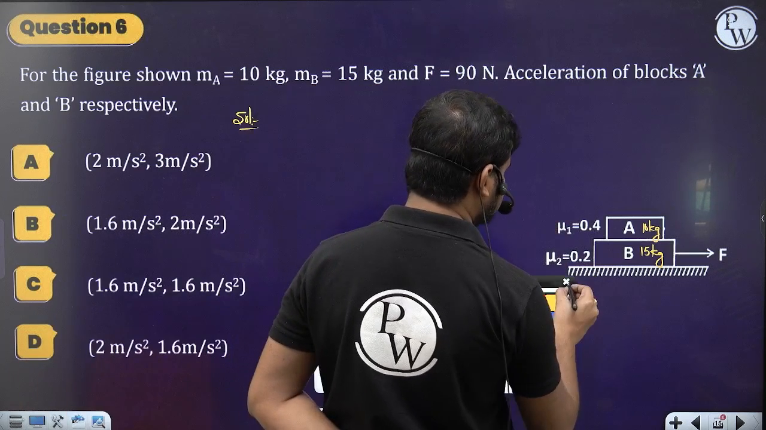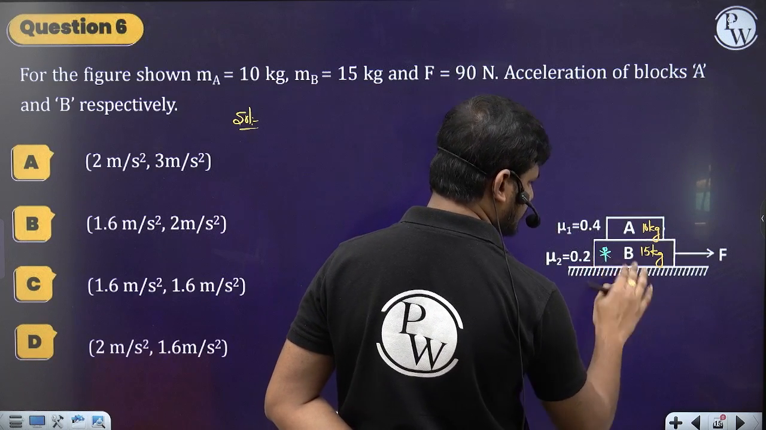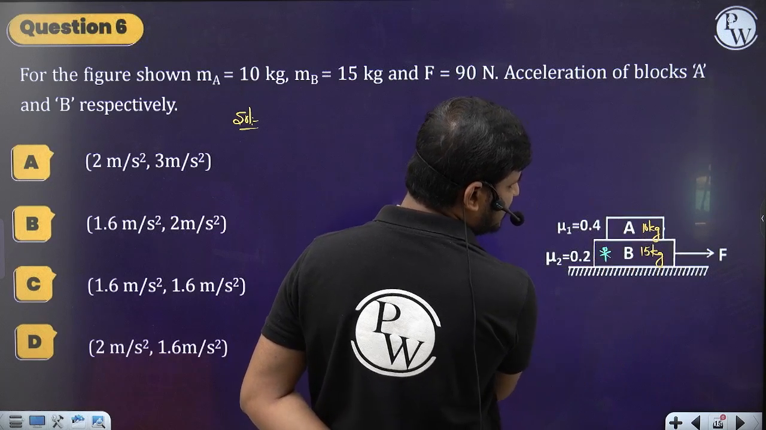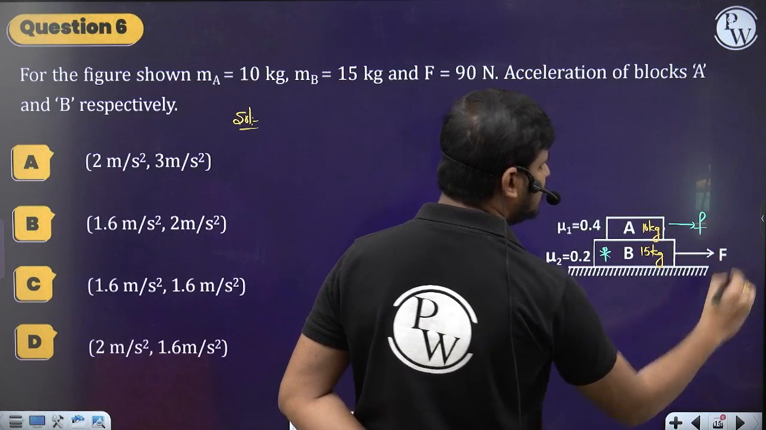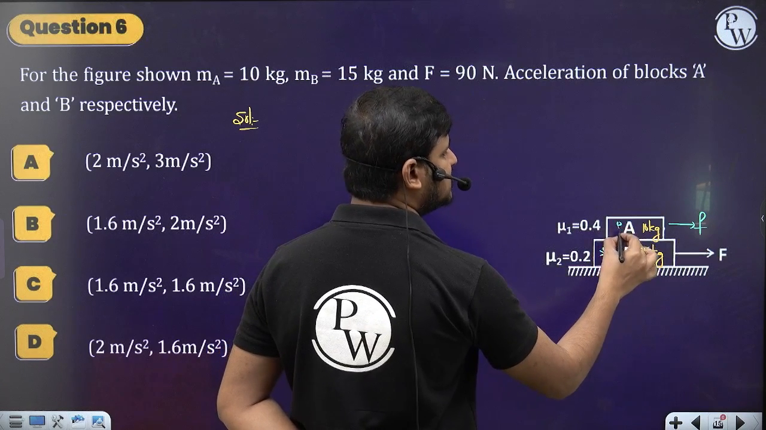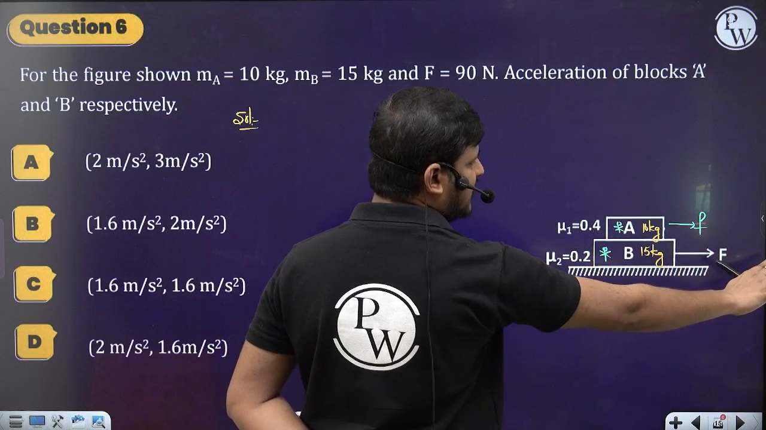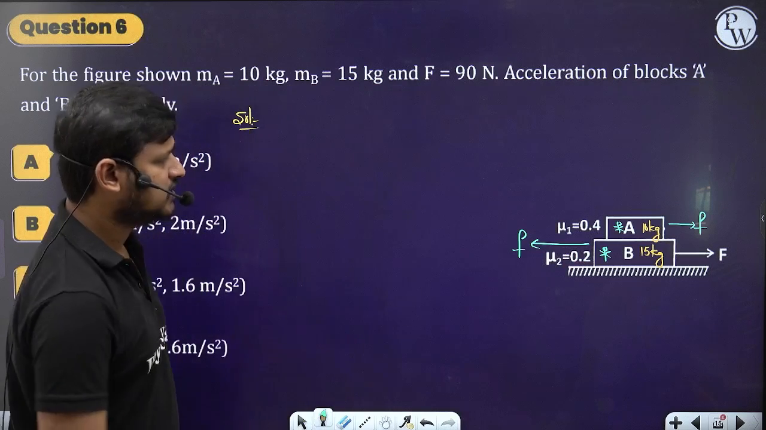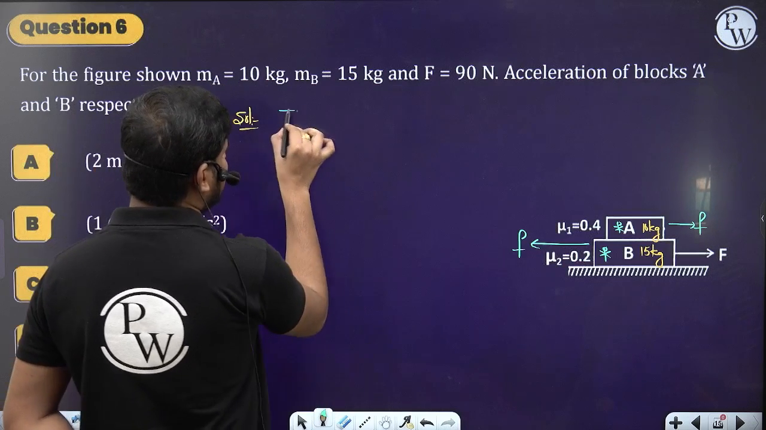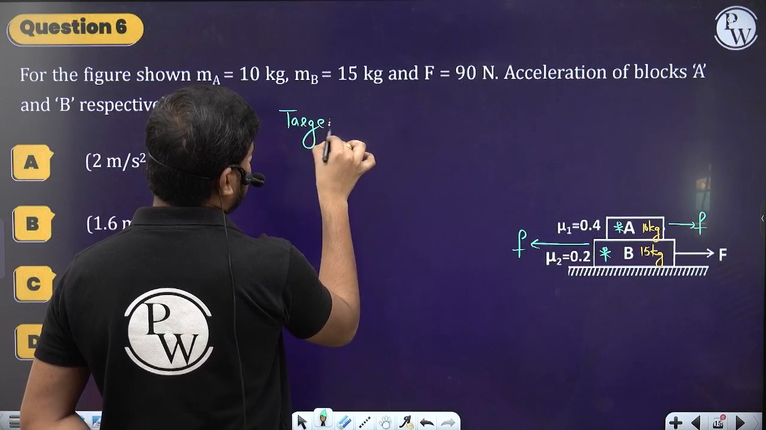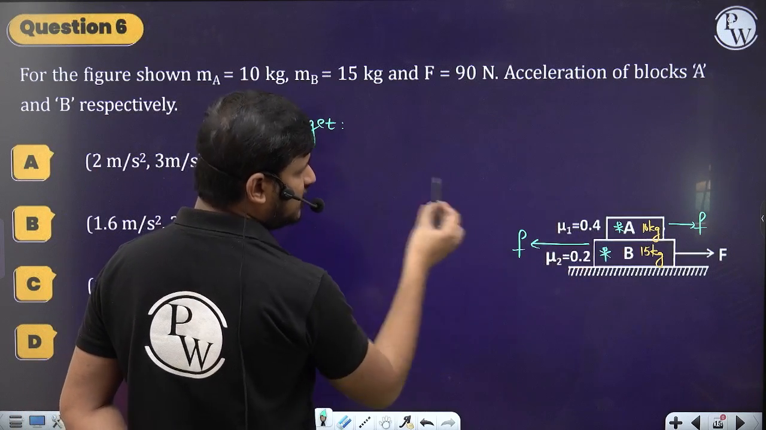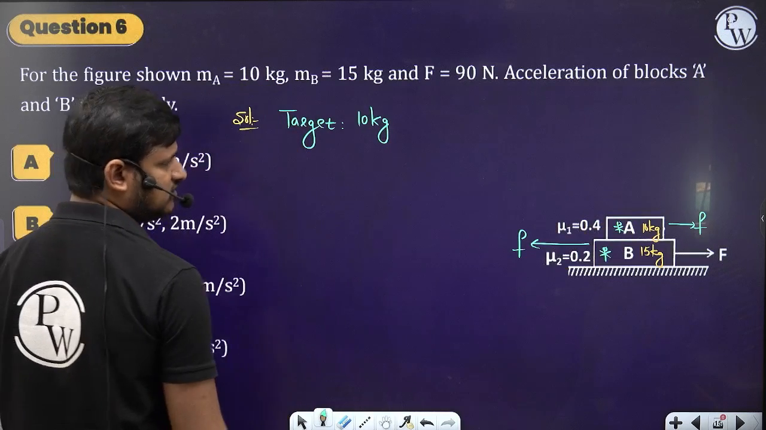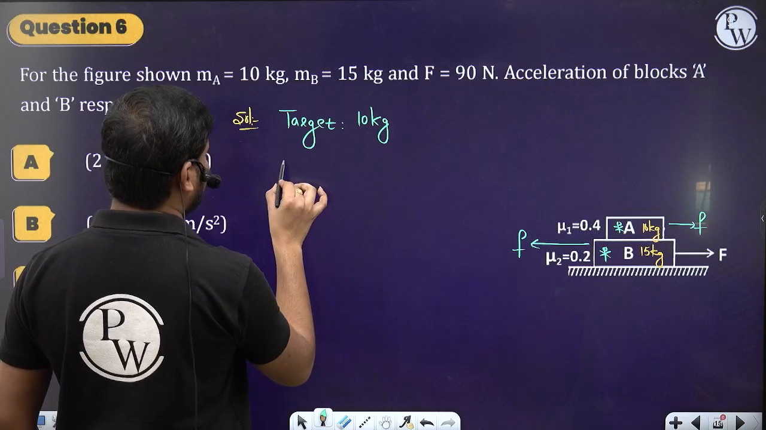Now consider the frame of reference. If you consider B as the frame of reference, B is moving right side. So with respect to B, A seems to be moving left side. That's why the friction acts on it to the left. So this is clear, right? Now identify the target block. The target block is the one on which only the friction acts. That is the 10 kg block. It is the 10 kg on which the friction acts. Target block. So then find the F limiting.